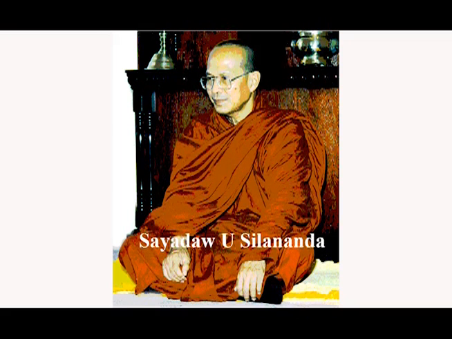At past retreats, I have talked about the 5 aggregates, 12 bases, 18 elements, and 4 noble truths. So today we will study, we will try to understand the dependent origination. In Pali it is called paticca samuppada. This teaching or this doctrine is translated into English in different ways. Some translated it as conditioned genesis, and others as dependent origination, and also some others translated as dependent co-arising.